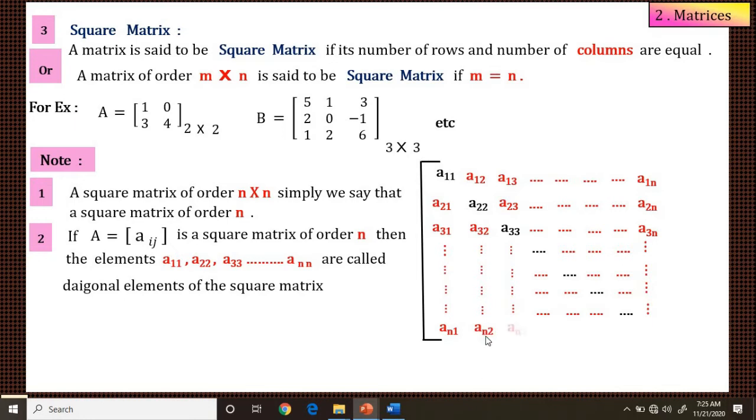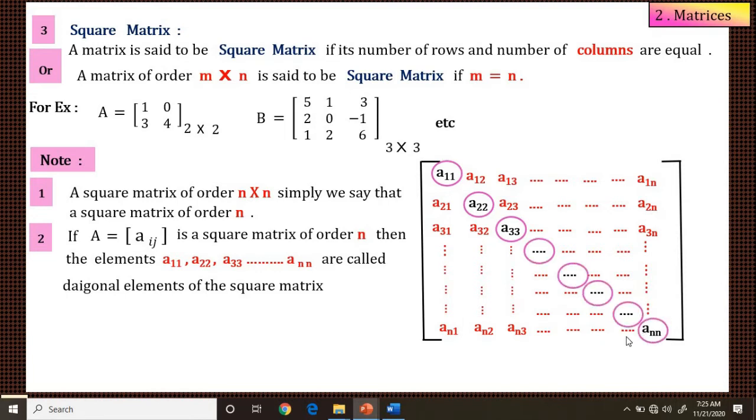AN1, AN2, AN3 and so on, ANN. So this is a general matrix of order n. In this matrix, these black elements are nothing but diagonal elements. That is A11, A22, A33, and so on, ANN. These elements are called, that means subscripts are equal. So these elements are called diagonal elements of the square matrix.